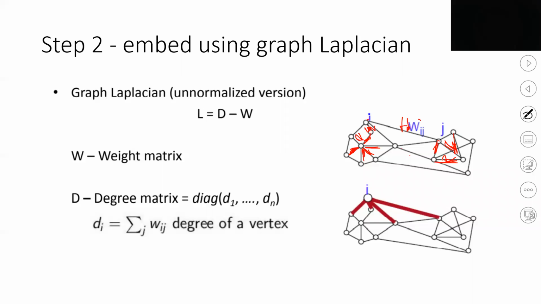Okay, for the degree, you sum all the links for every node. You look at the linked edges and sum the degree, sum these weights. If it's unweighted, then it's just how many neighbors you're linked with. So that's the degree. So you have the D matrix and the weight matrix, and the Laplacian matrix is L equals D minus W.